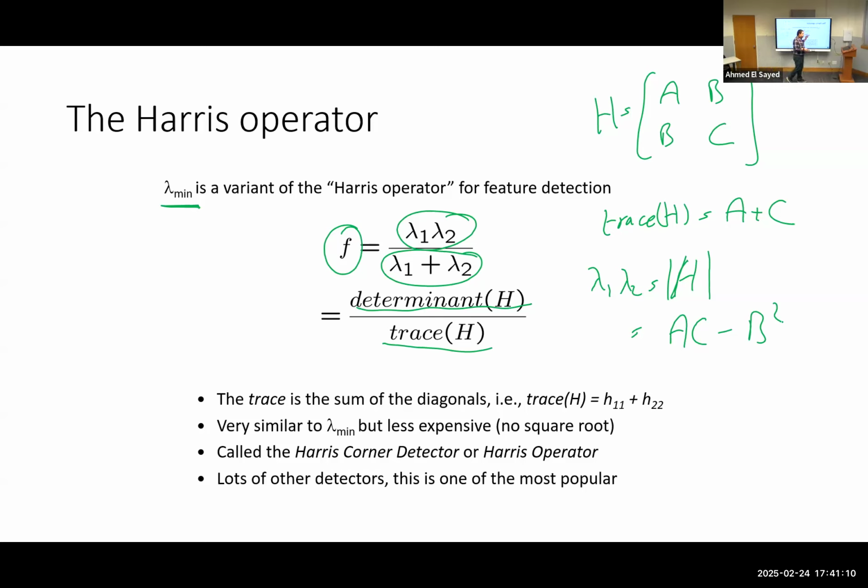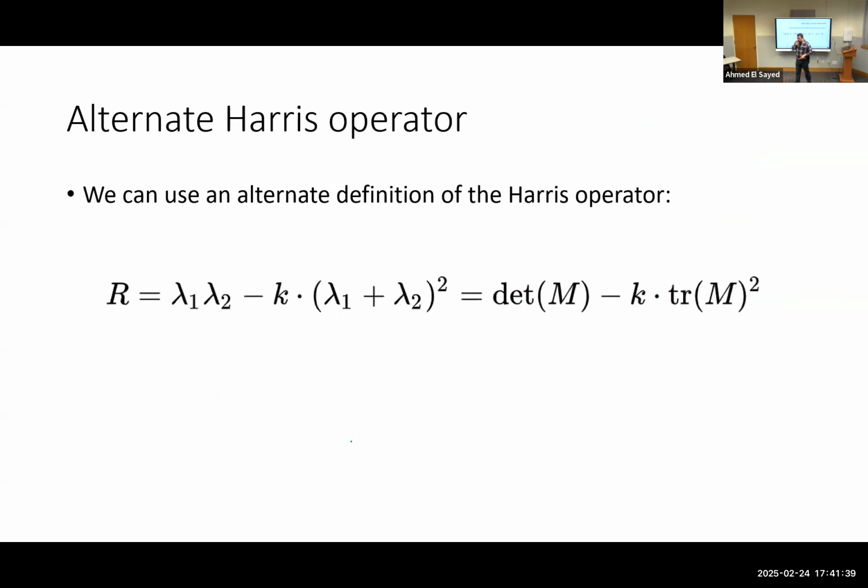So this one will have the same effect as using the lambda minimum, but less expensive because we remove the calculation time of the eigenvalues, which actually takes time. It's not something simple that we can do. Okay? This concept was okay for a while until they found one more operator and called it the alternative Harris operator.